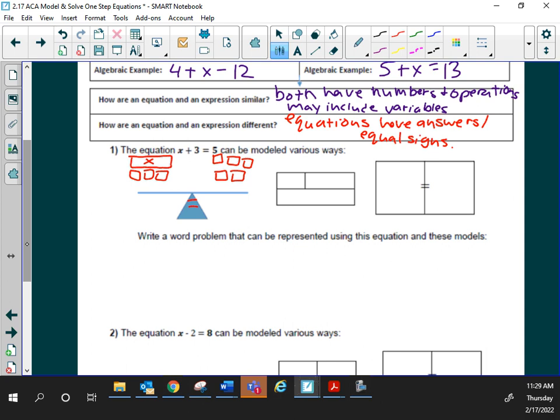Now to solve for x, I want to get it by itself on this picture, right? Okay, so to get x by itself, I'm going to do what on this side? I'm going to take away, I'm going to subtract those 3, but now I'm off balance. What do I need to do to the other side?